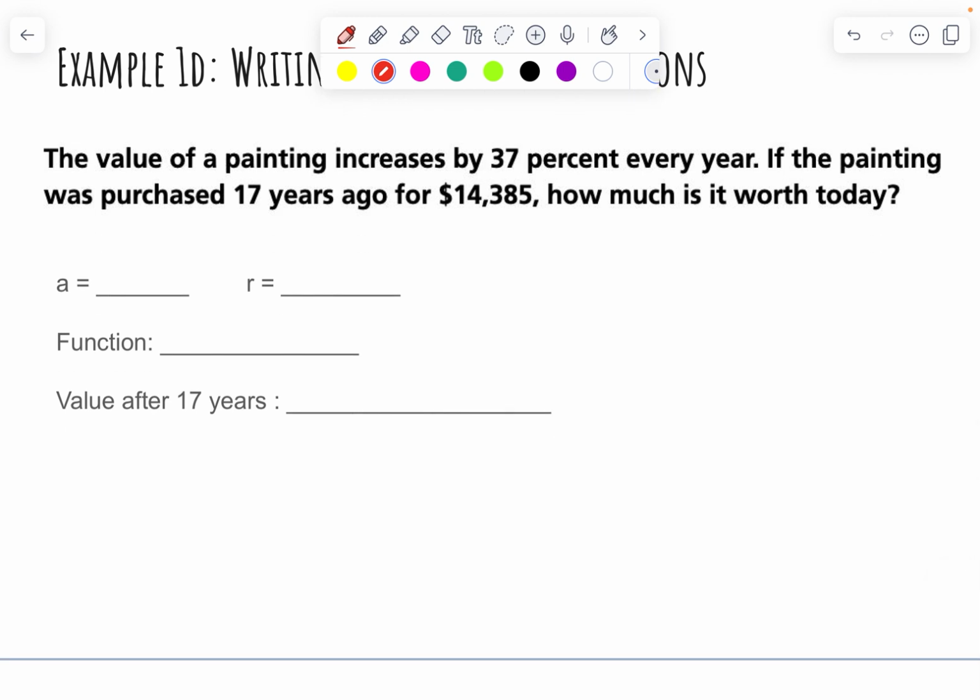The value of a painting increases, so we're adding by 37% every year. If the painting was purchased 17 years ago for $14,385, how much is it worth today? So the original value was $14,385. Our percentage, or our R, 37 divided by 100, is 0.37.